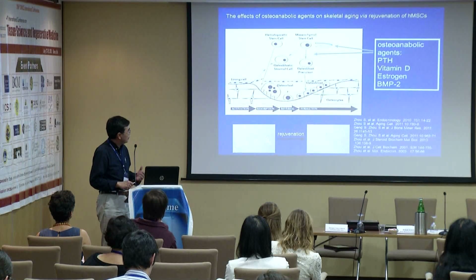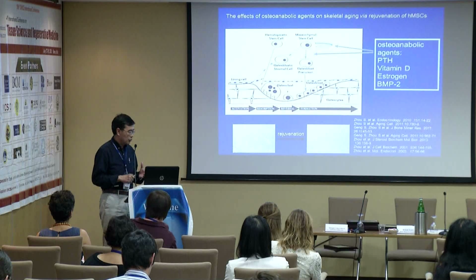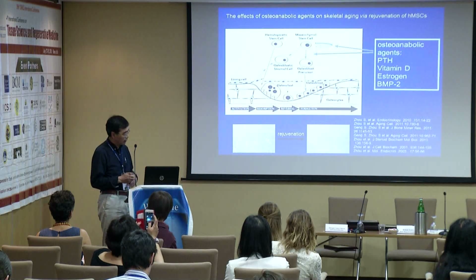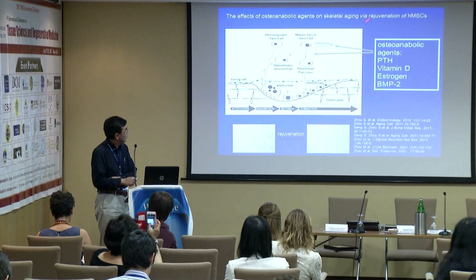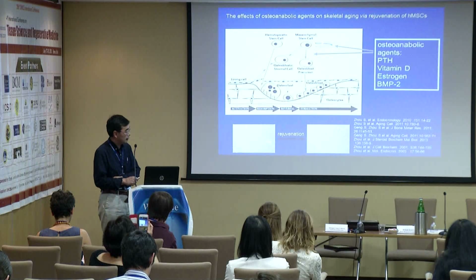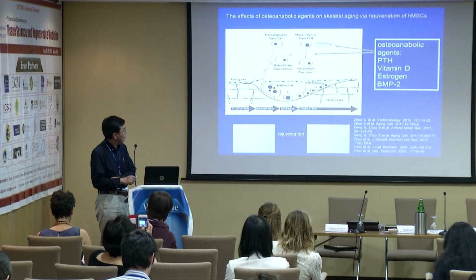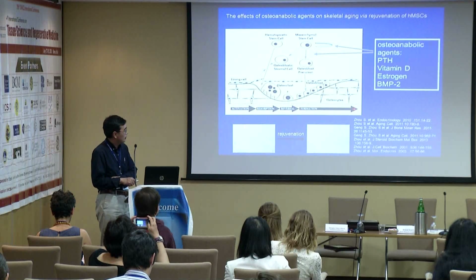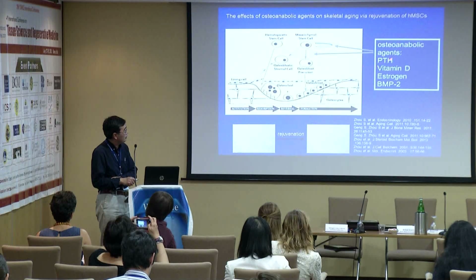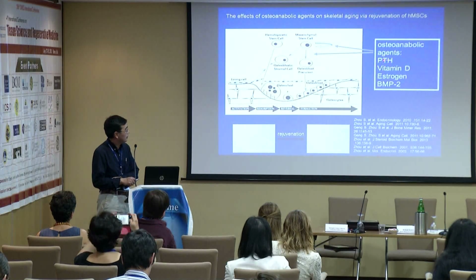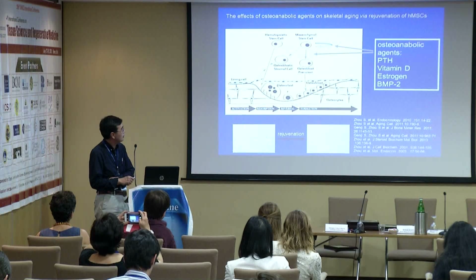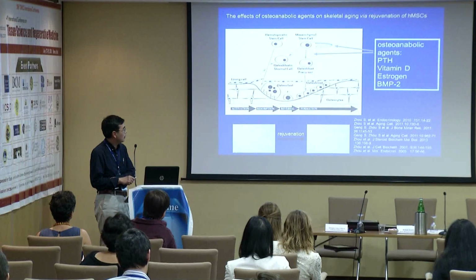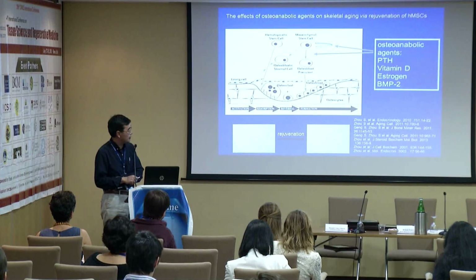So as we talked about before, we can use some drugs or compounds which can stimulate the adult stem cell, here MSC proliferation or differentiation capability. In recent years, we published a lot of papers. We found PTH and vitamin D, for example, PTH can stimulate cell proliferation and can stimulate osteoblast differentiation.